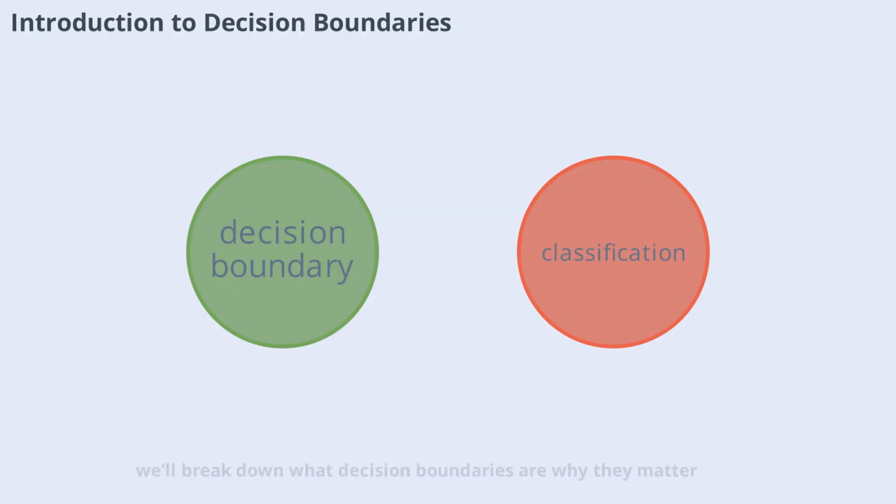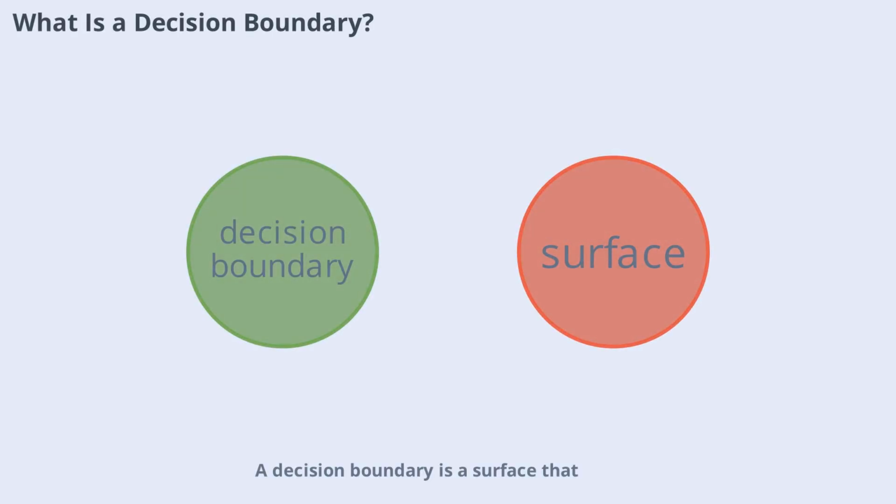In this video, we'll break down what decision boundaries are, why they matter, and how they shape the way machine learning models make predictions. Let's start by understanding the basics. A decision boundary is a surface that separates different classes predicted by a model. For example, if you have a scatter plot of red and blue dots, the decision boundary is the line or curve that divides the red dots from the blue ones.